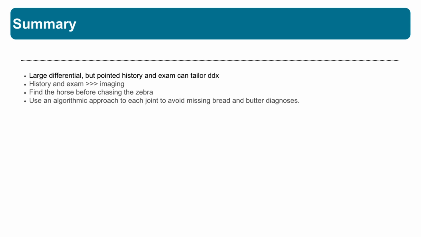So we talked about all this stuff, and in short summary, the differential for a limping child is very large, but a pointed history and physical exam can really help tailor your differential. Always start with a good history and exam before you order any imaging, as it can really help guide your thought process. And think about the most common pathologies in pediatric patients, chasing horses before zebras. And using an algorithmic approach for radiographs and for physical exams can really help you avoid missing bread and butter diagnoses.